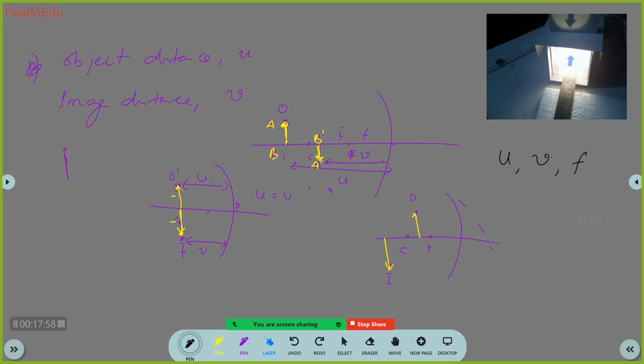Now you want to know what is the relation between them. Are you interested? Yes, sir. So we will derive the relation between them. And you will soon see that the relation is 1 upon u plus 1 upon v is equal to 1 upon f. This is the relation between all of them. We will derive this if you are interested.